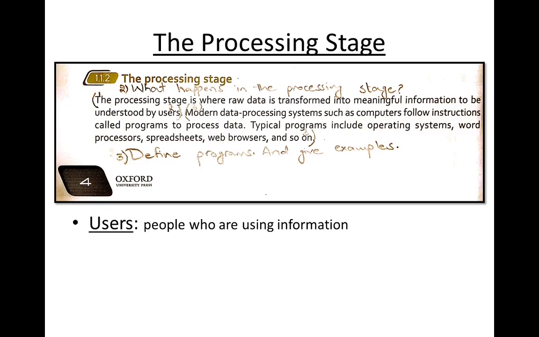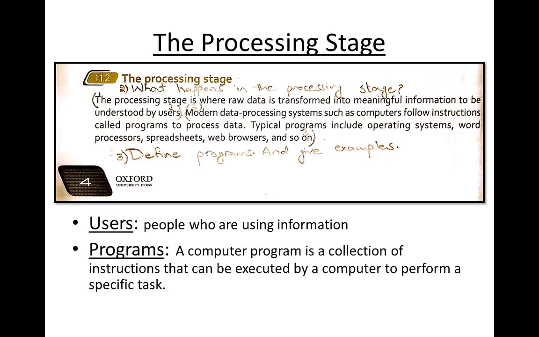Modern data processing systems such as computers follow instructions called programs to process data. Typical programs include computer operating systems, word processors, spreadsheets, web browsers, and so on. Now students, what are programs? A computer program is a collection of instructions that can be executed by a computer to perform a specific task.